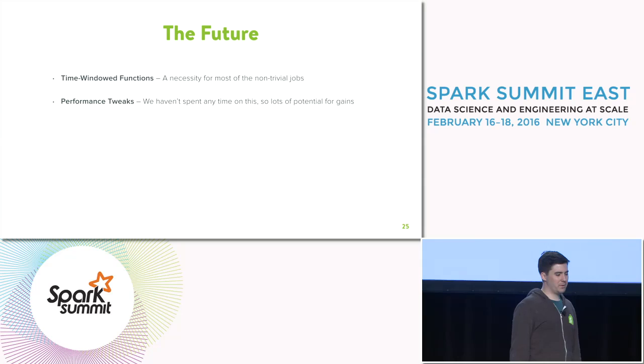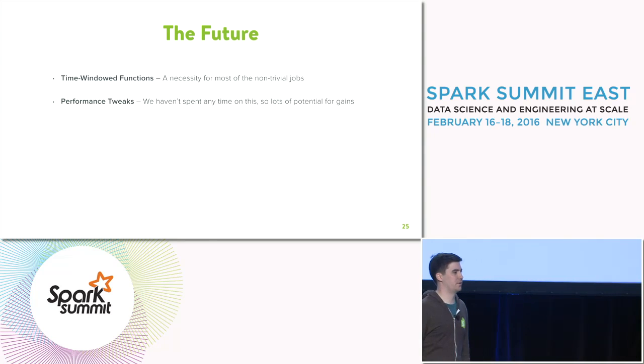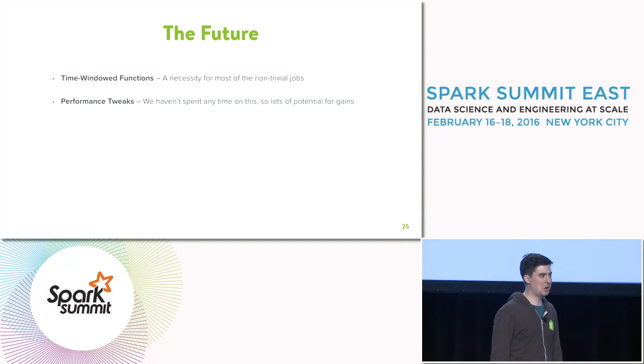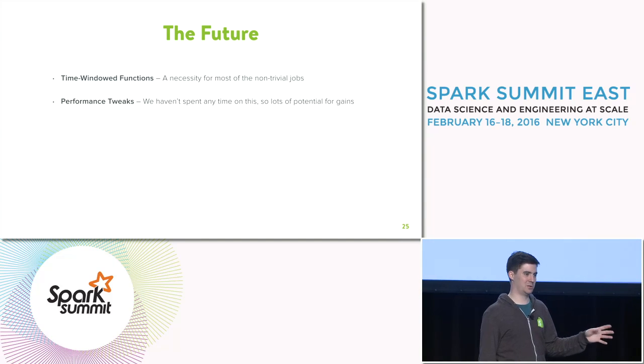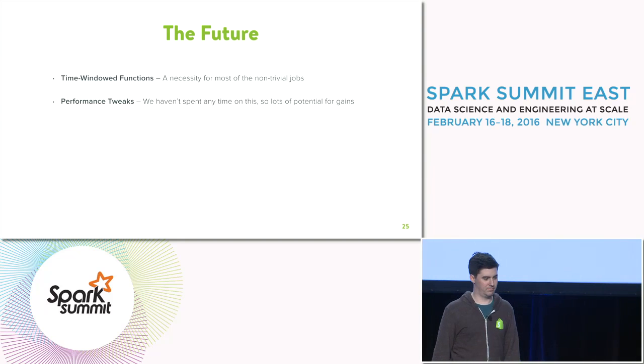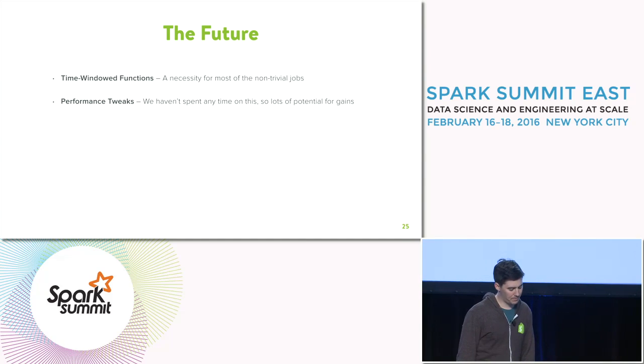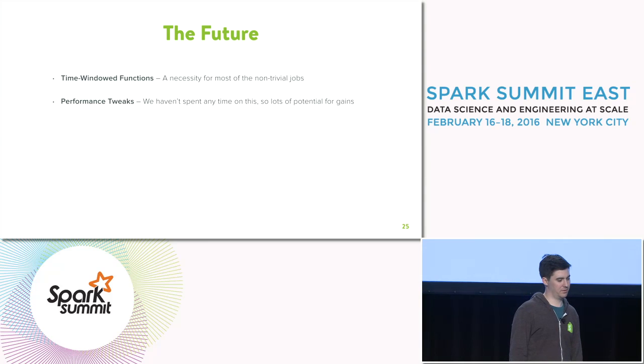So performance tweaks, we haven't really spent any time on this. There's a lot of potential for gains. I don't know if our data is low volume compared to some people's, but it just seemed to work really well. We had a couple of jobs that were getting close to the 30 seconds, so we added a repartition here and something else there and changed some of the Spark options, and it seemed to just work fine. So there's probably a lot of room for work on this.